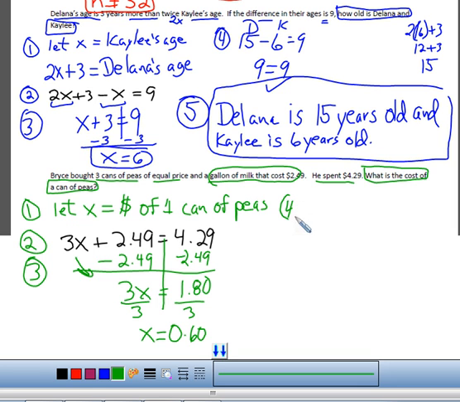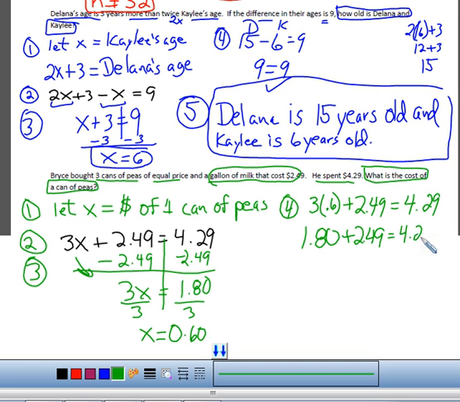Now let's double check it. So step 4 is to do the check. So 3 cans of peas plus a gallon of milk, $2.49, is supposed to equal $4.29. So 3 times 60 cents is $1.80 plus $2.49. And 4.29 equals 4.29. So it checks. Oops. I don't need to put a box around that. That's not my final answer.